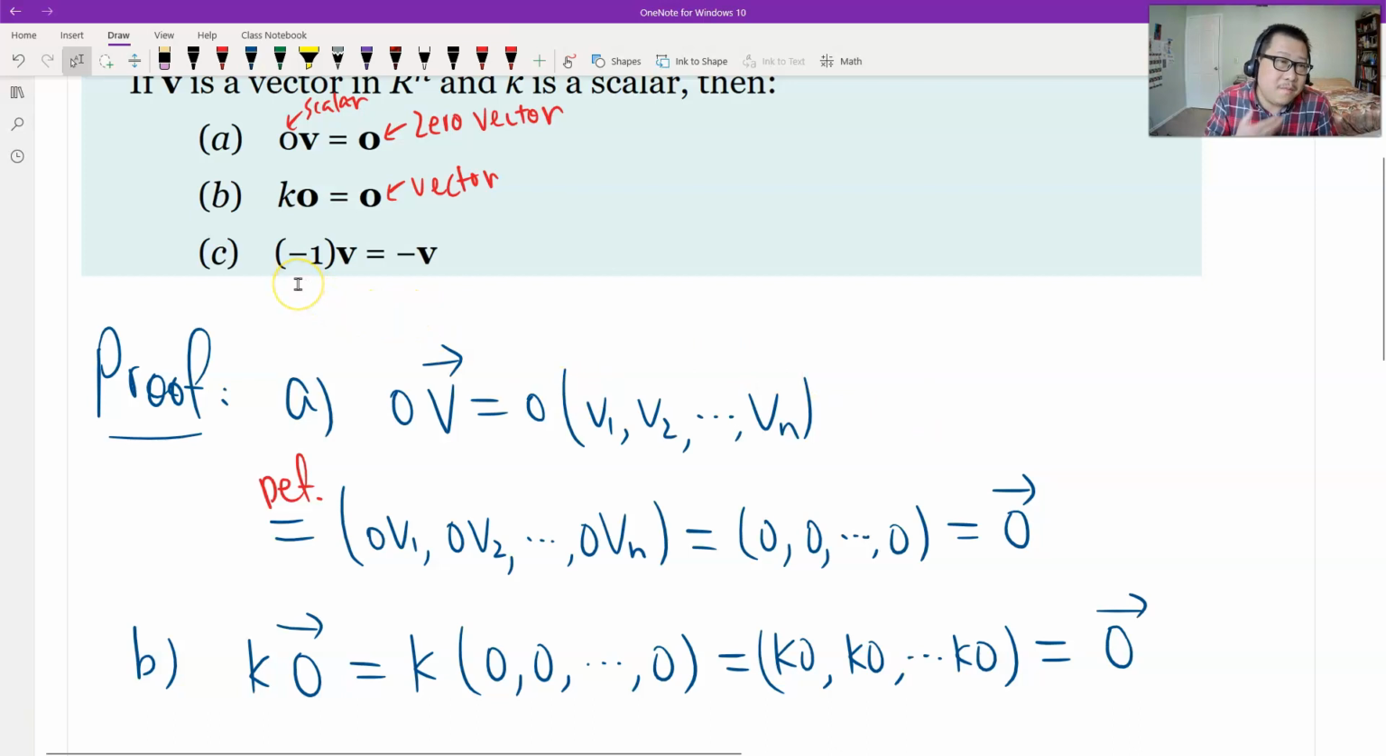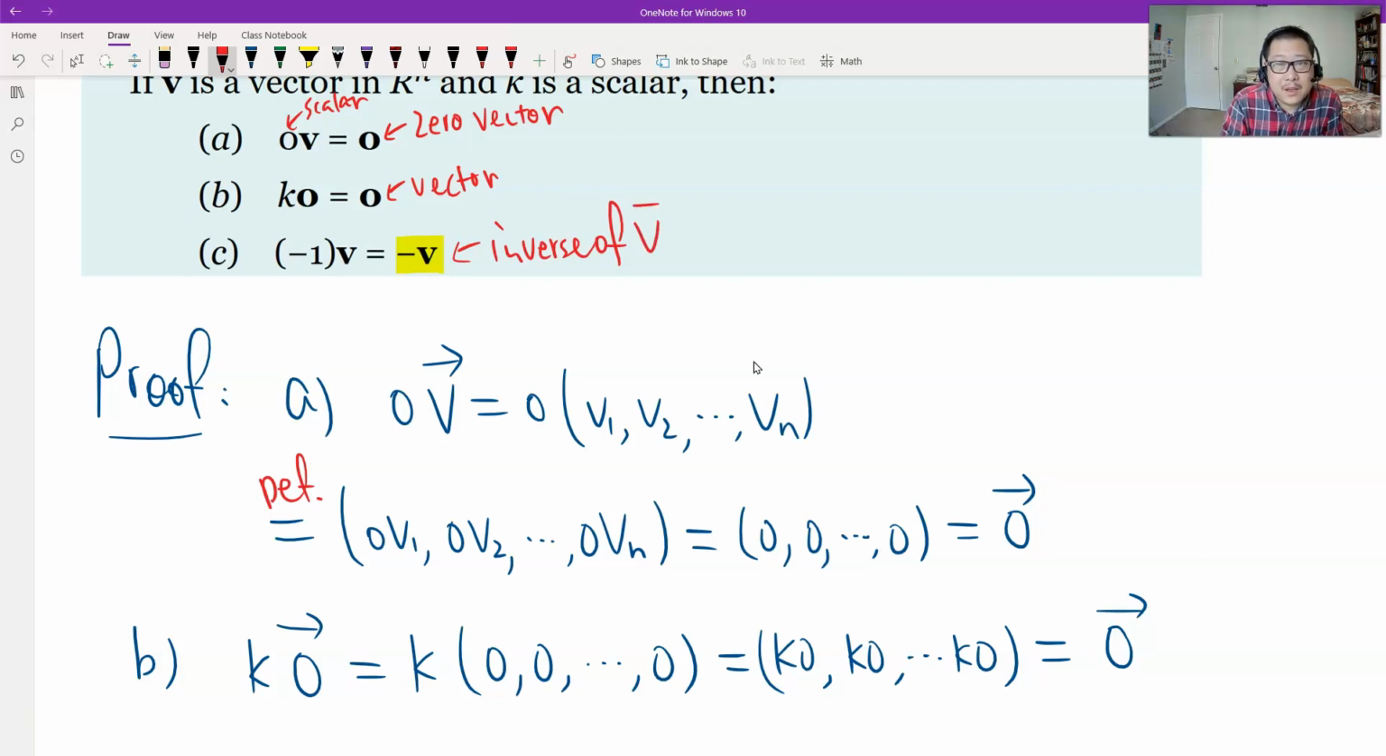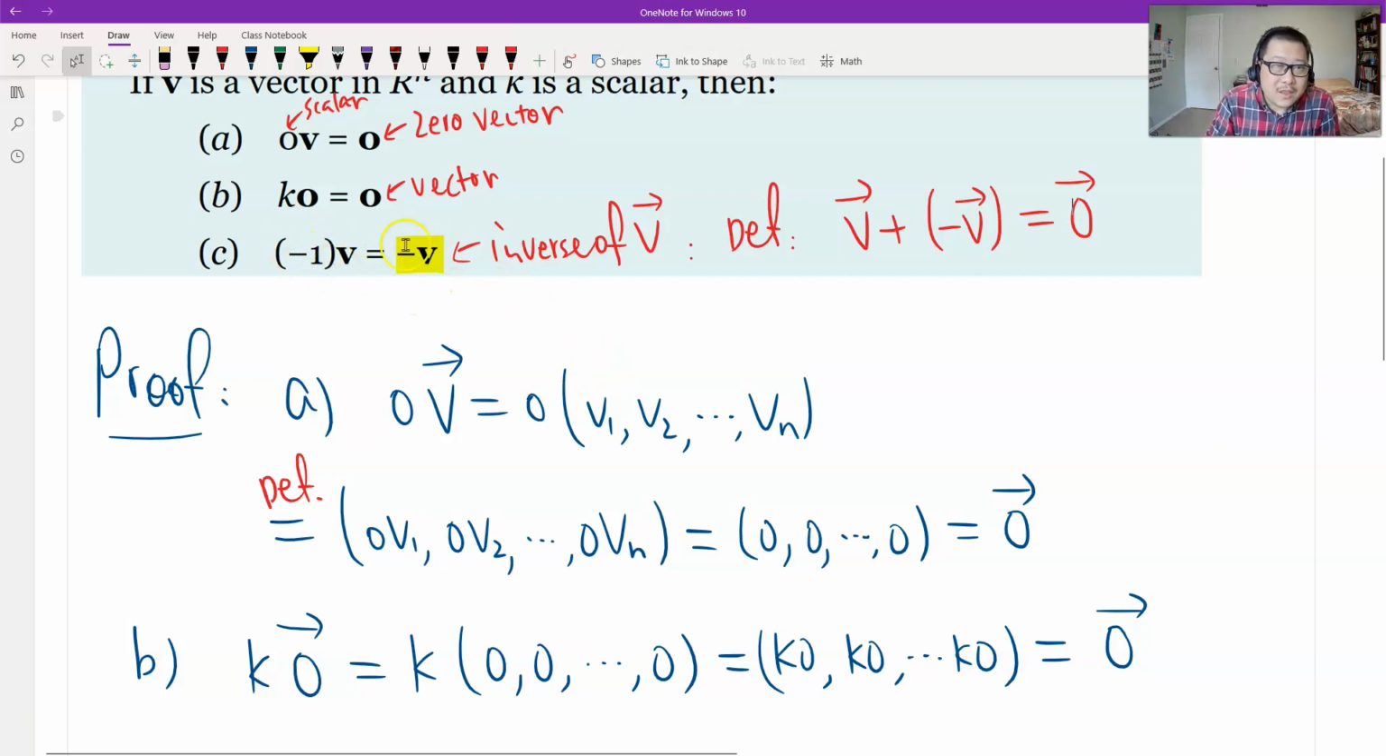And the last, C. The first is scalar multiplication, and the second, remember the definition. What is this? Negative v, we call the inverse, or negative of a vector u. By the definition, the inverse means v plus the inverse vector gets back to the identity, which is the 0 vector. That's the definition. Now it says the inverse of v is just the vector v times -1, scalar multiplication. Is that true? Definitely.